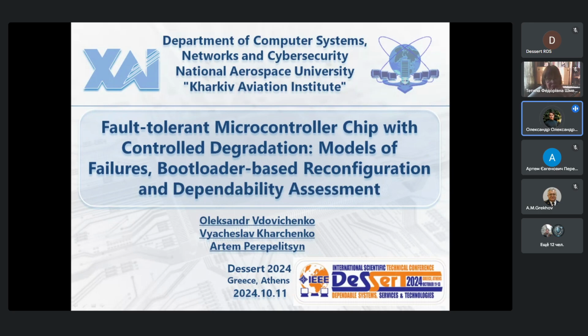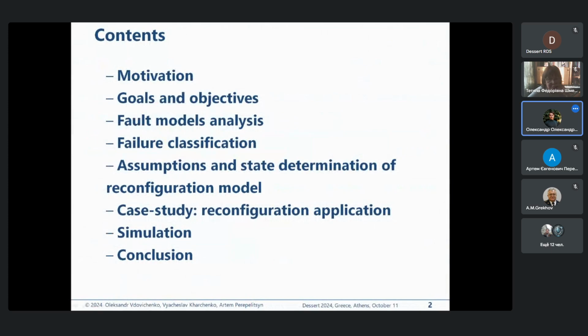My name is Alexander, and today we are glad to present a report about a fault-tolerant microcontroller chip with controlled degradation. In the context of our presentation, we will motivate our research and set its goals and objectives. On the next step, we will observe existing fault models and make our own classification based on defects and their consequences. And then we will describe and simulate a model of behavior targeting an existing hardware solution.